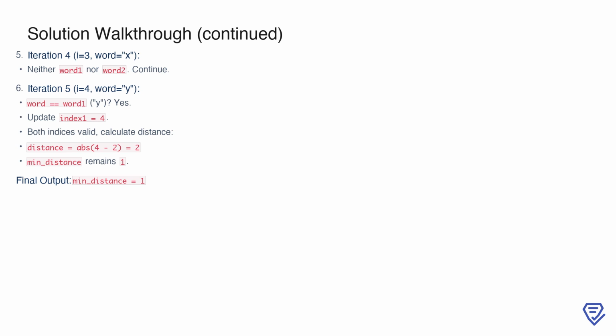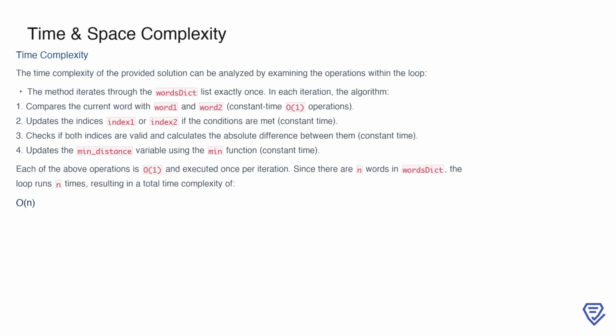This concludes our walkthrough of the solution for finding the shortest word distance between two given words in an array. To analyze the time complexity of the solution, we start by looking at the operations performed within the loop. The algorithm iterates through the wordsList exactly once, processing each word in sequence. For each word, it checks if the current word matches either word 1 or word 2, which are constant time operations, or O(1). If there's a match, it updates the respective index, another constant time operation.